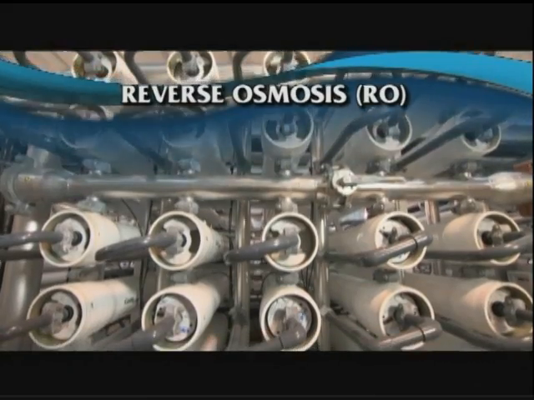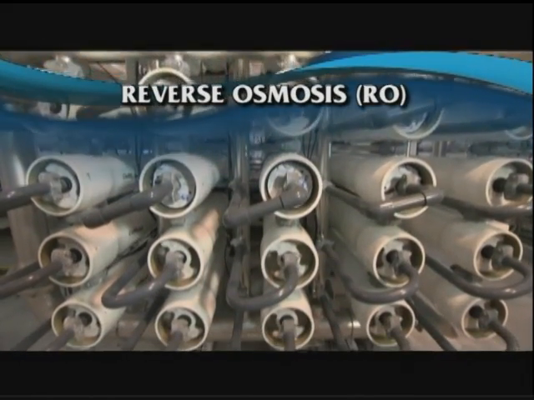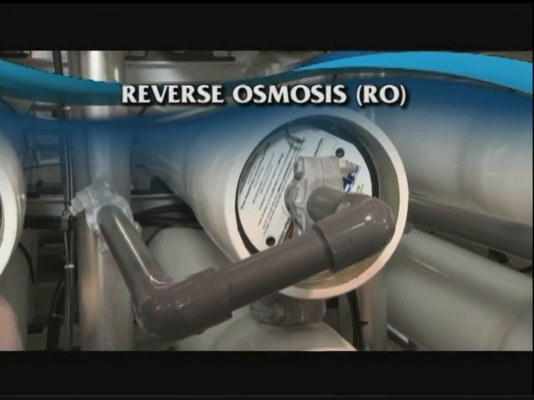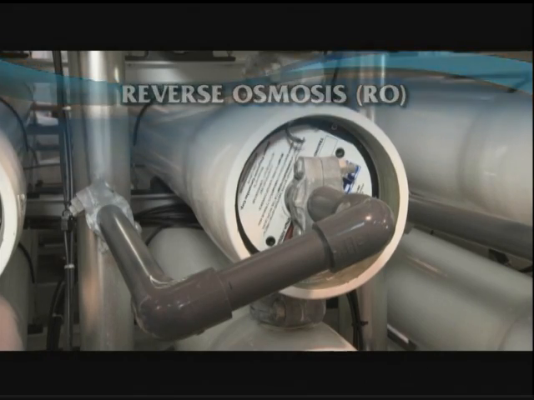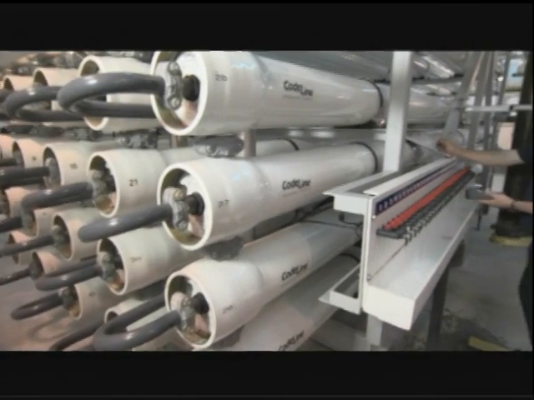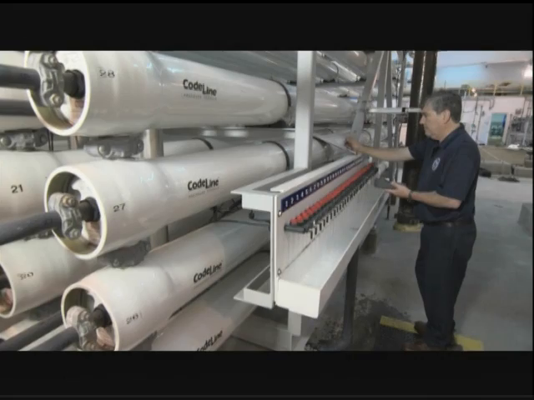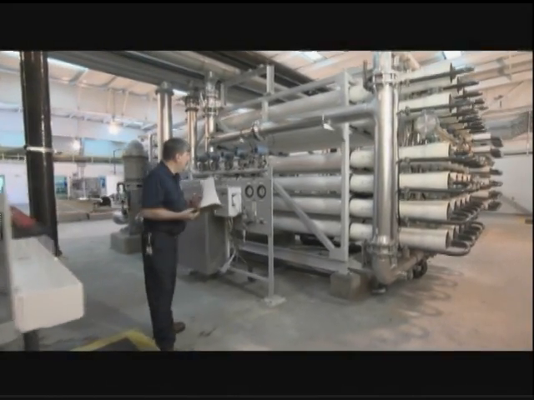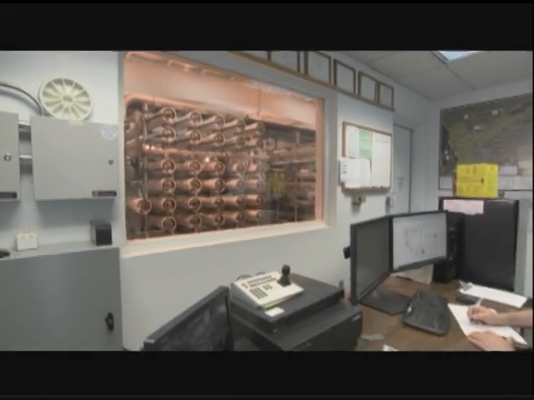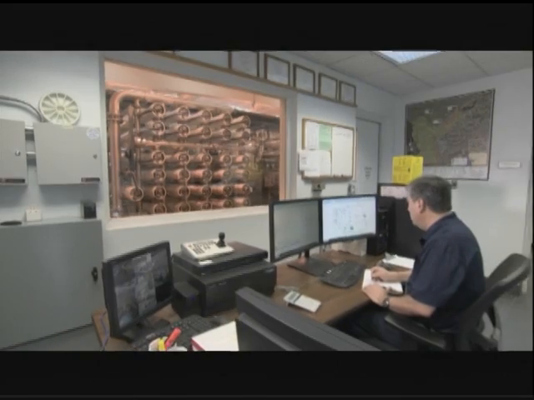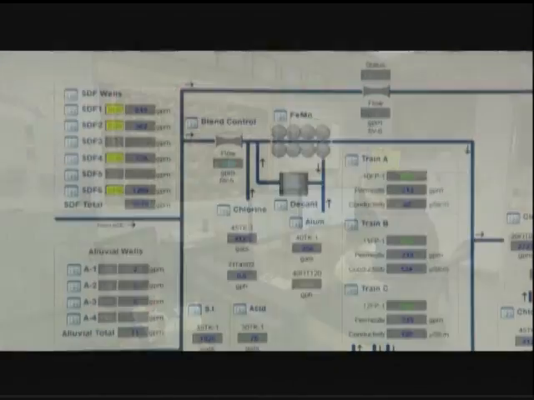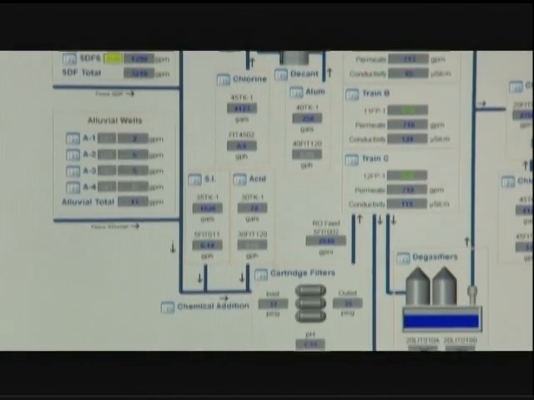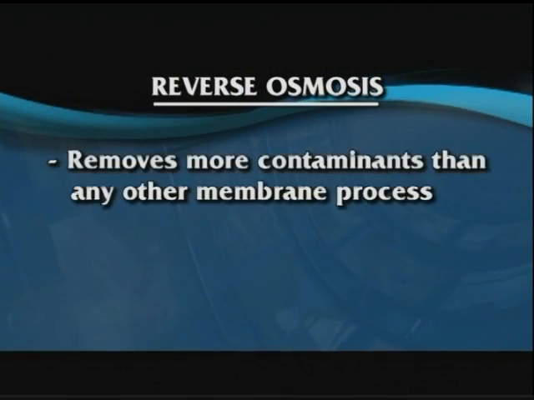The other type of diffusion-controlled membrane process is reverse osmosis, or RO. RO was first used on municipal water supplies in the 1960s as a method of removing salts from brackish water. In recent years, RO systems have become more efficient and less expensive. And as water quality regulations tighten, reverse osmosis is becoming more popular for water treatment. RO can remove more contaminants than any of the other membrane processes.